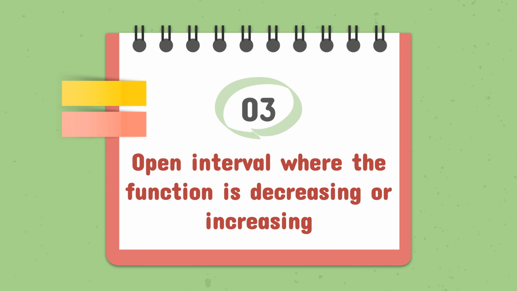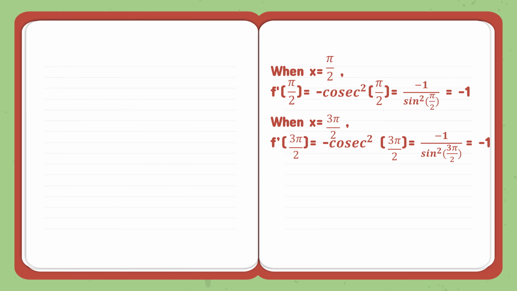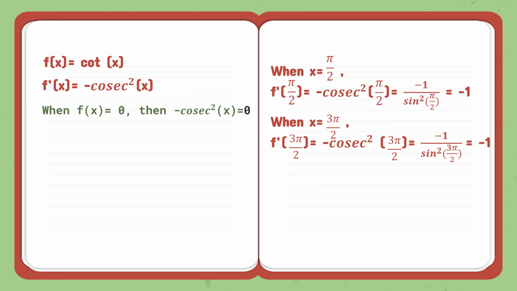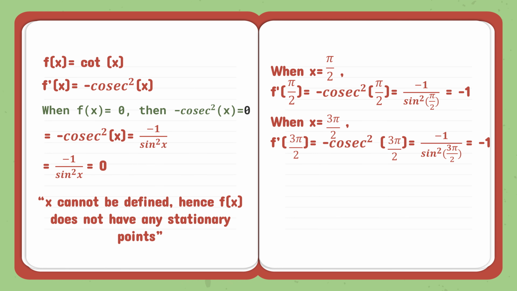For the third question, we need to find the open interval where the function is decreasing or increasing. We must follow step by step to know whether our function is decreasing or increasing. The first step is we need to differentiate our function and we're going to get negative cosecant squared x. The next step is we set the answer equal to 0 and then we'll know that x cannot be defined, hence f(x) does not have any stationary points.